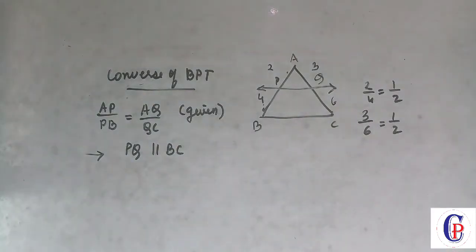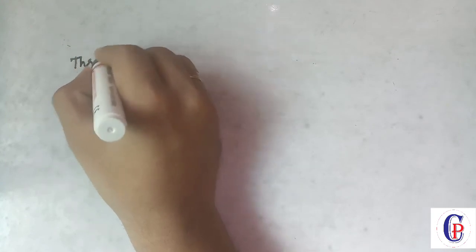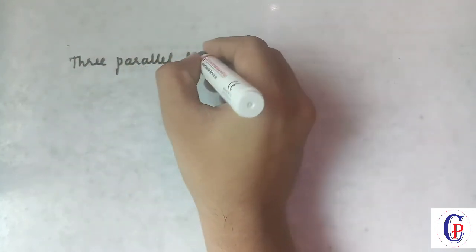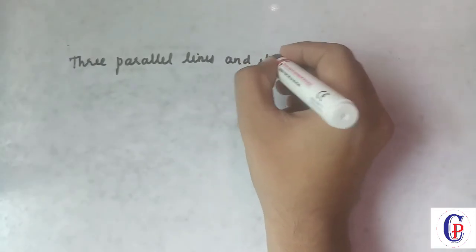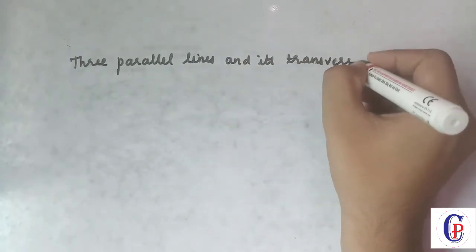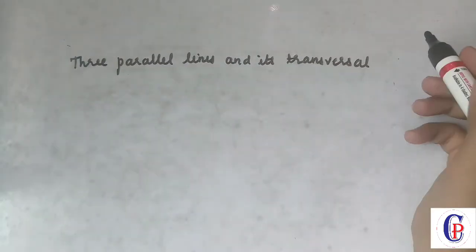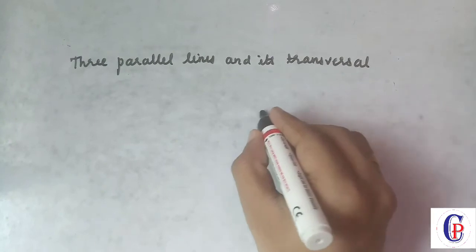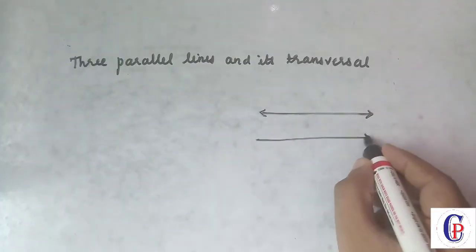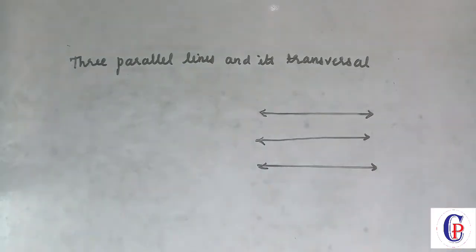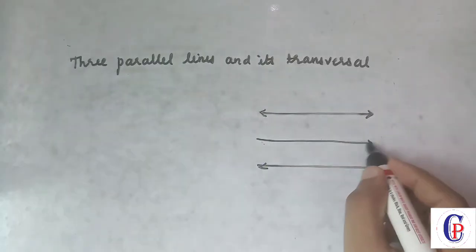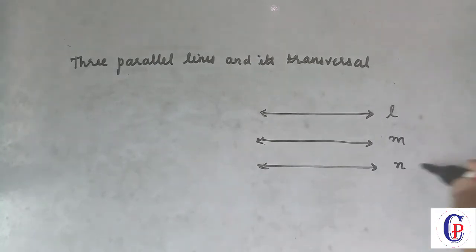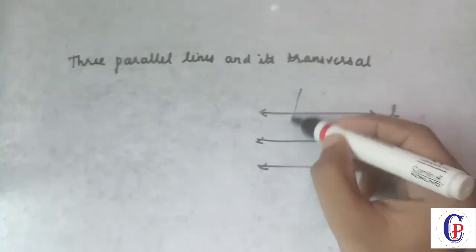So we have discussed BPT and the angle bisector property. Now we will see one more small part, that is three parallel lines and their transversal. The name itself says that we will have three parallel lines. They are parallel, right? So let us name them L, M and N. And we have two transversals.